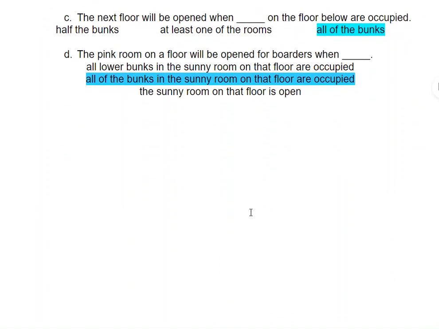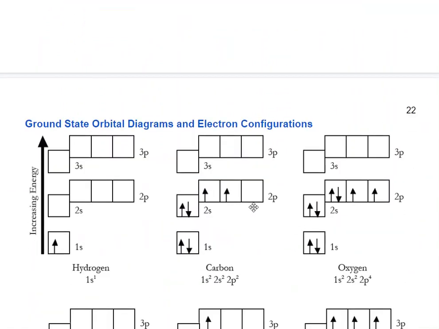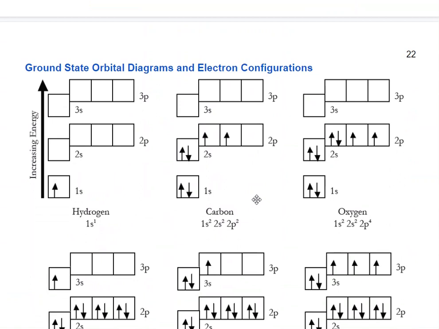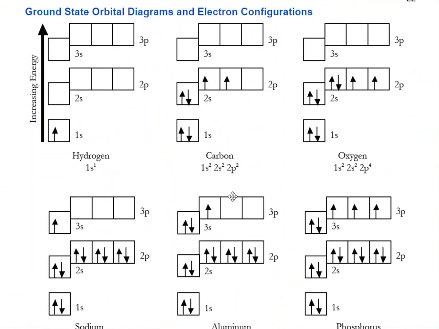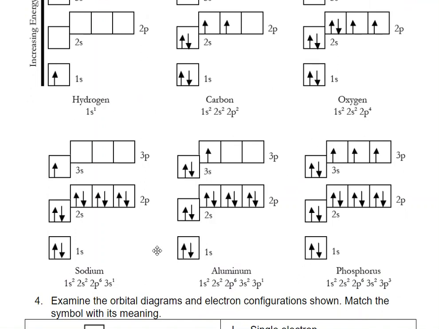Okay, so that elaborate metaphor was just a way to understand what the rules are for electron configuration and placement of electrons into an orbital fill diagram. So here we have a bunch of elements, and we're given their ground state orbital diagram and their electron configuration. So I've got hydrogen, carbon, oxygen, sodium, aluminum, and phosphorus.